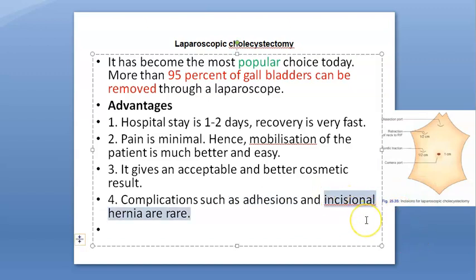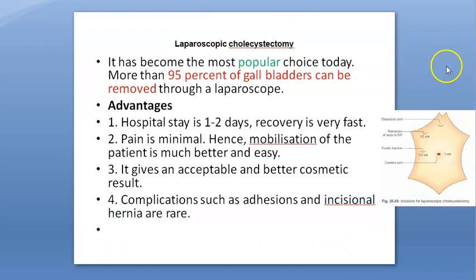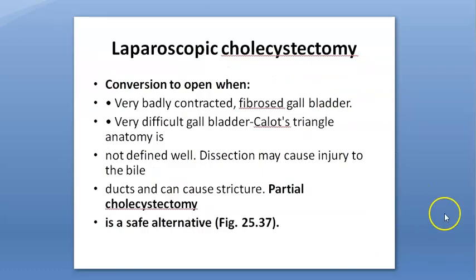Because imagine if there's a huge cut across your abdomen, then you can have a hernia, right? Your contents, like bowel, etc., can come out of that and cause a hernia, because you'll have a weaker abdominal wall in an open operation. But with laparoscopy, not much of a problem with incisional hernia, etc.